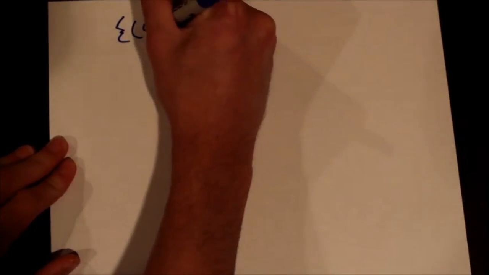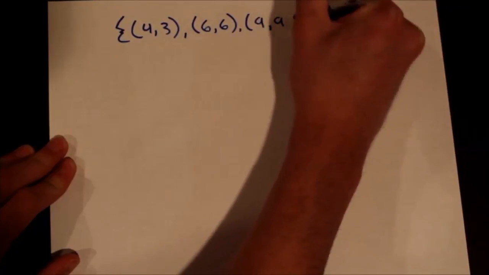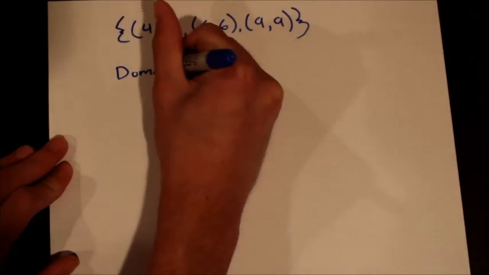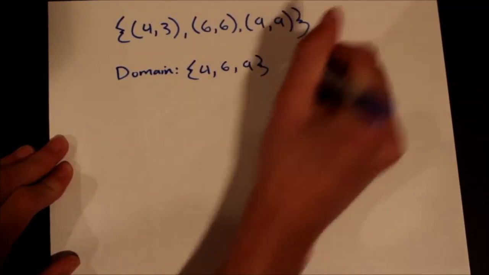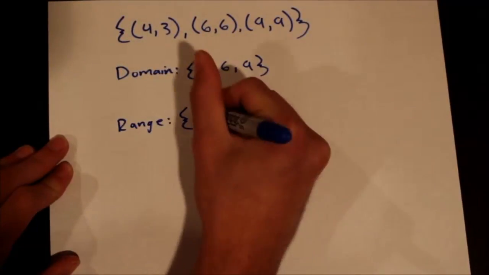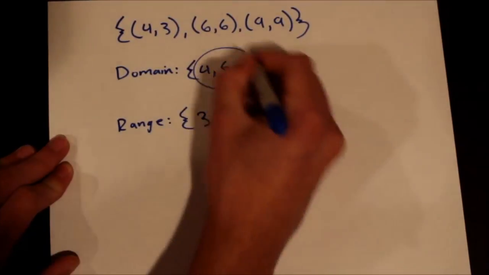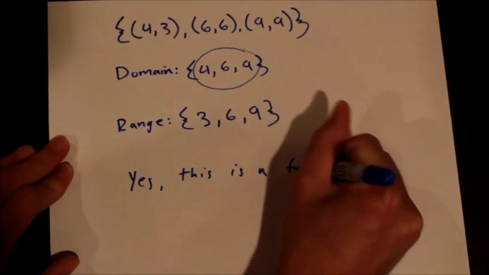To determine whether or not a set of points is a function, you must find the domain and the range of the function. The domain in this situation is the x value, which is 4, 6, and 9. The range would be 3, 6, and 9, which are the y values. Since each of the domain values are unique, this is a function.